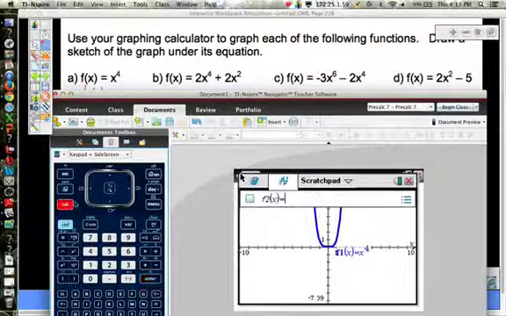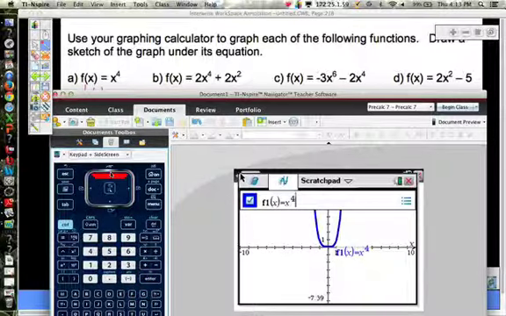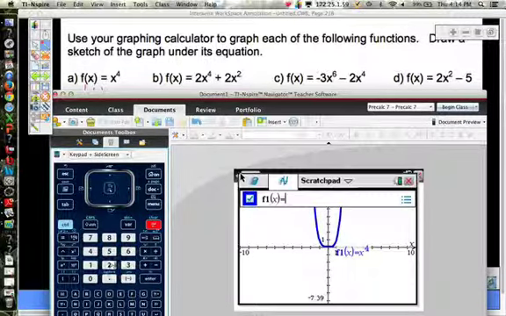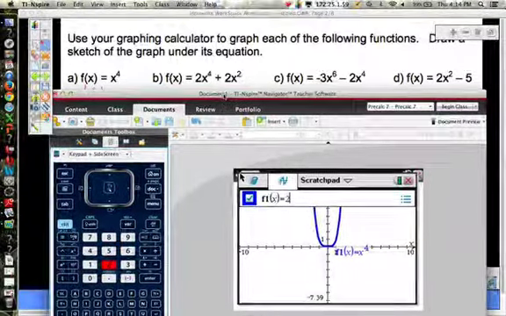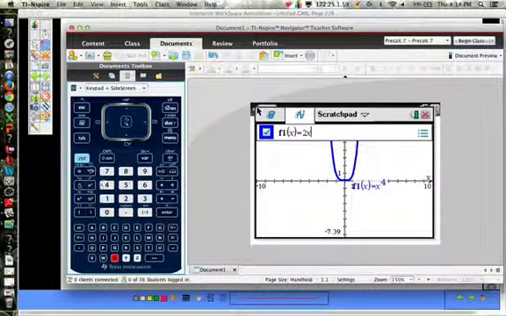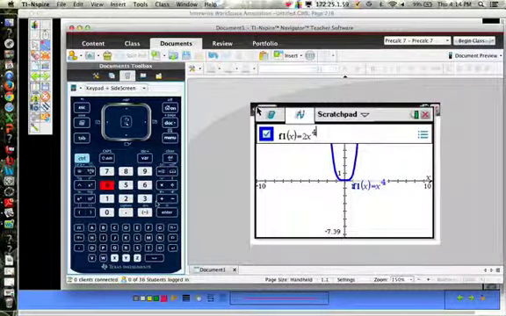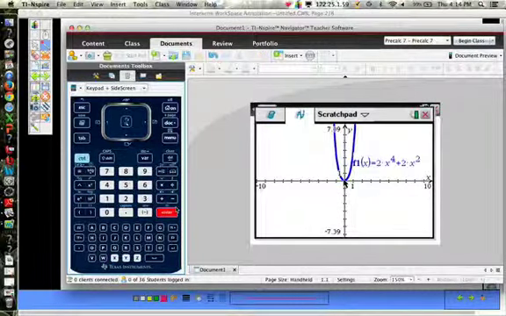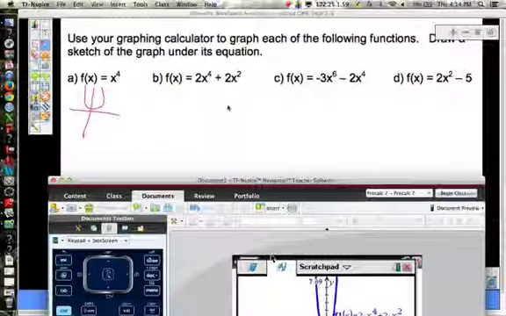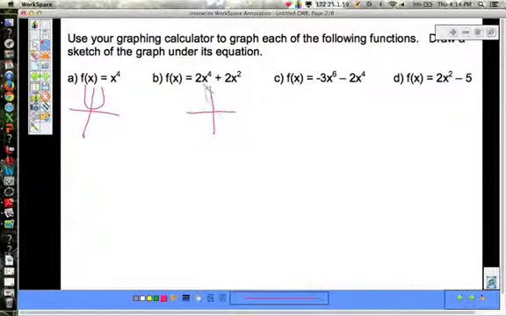We can press our tab key again, arrow up to get that F1, control clear it, and let's see, now we have 2x to the power of 4 plus 2x squared. Alright, let's make a sketch of that.